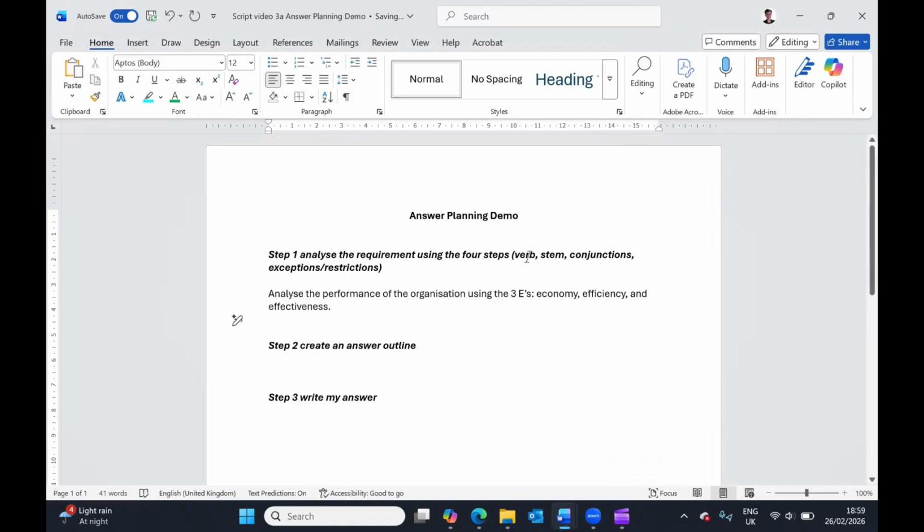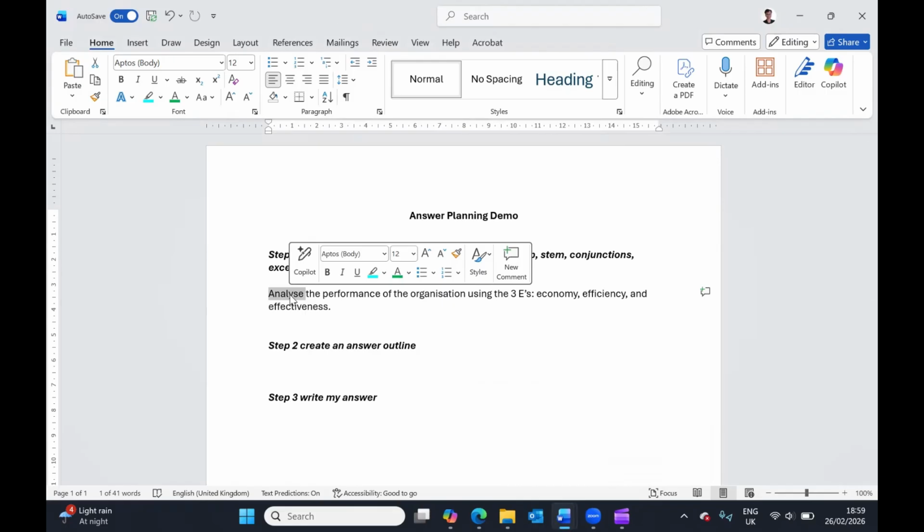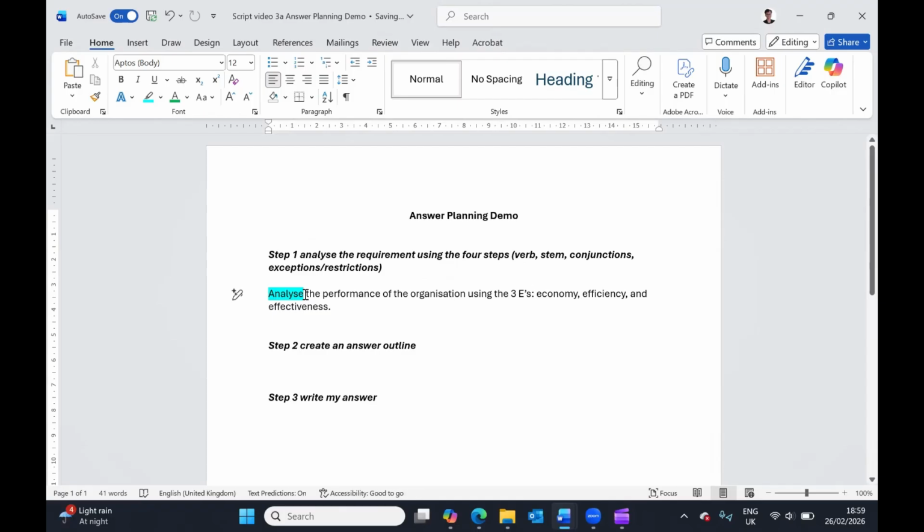So remember I said that there were four things we're looking for. We're looking for the verb, the stem, conjunctions, and any exceptions or restrictions. And so I'm going to be analyzing, and to help me with that, I'm just going to annotate the requirement. So I'm looking for the verb first of all. So I'm going to annotate that. So that's the verb. Simply, I'm just going to highlight it. And then I'm just going to separate the answer to help me better understand the things I have to do.